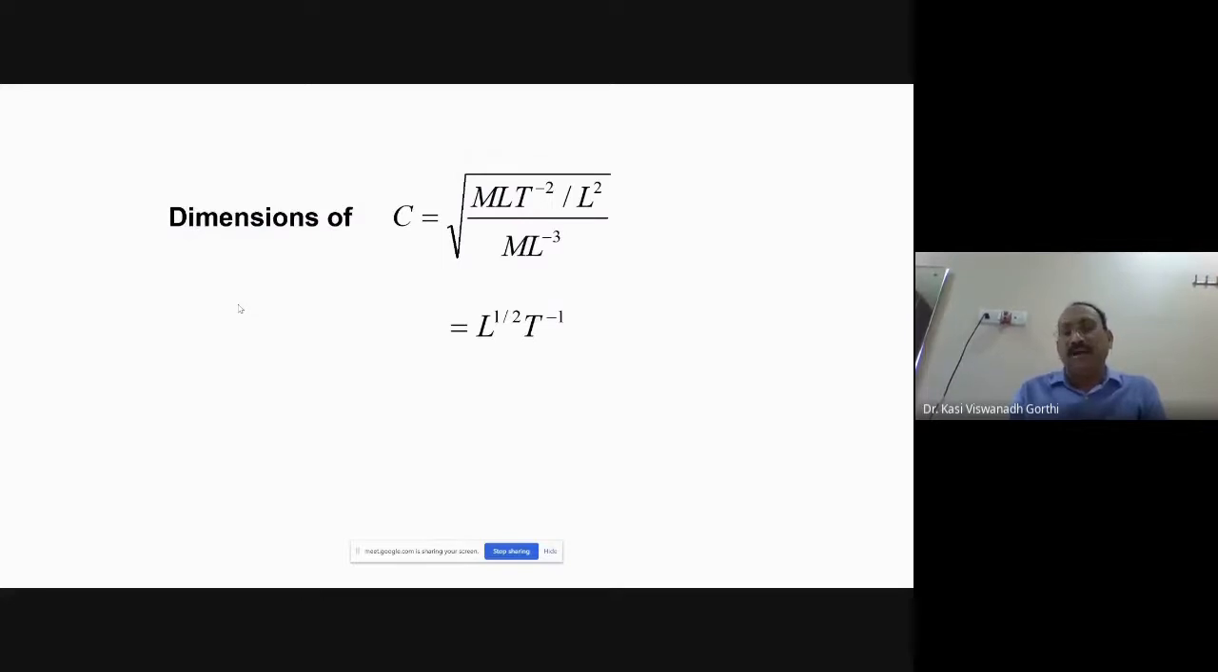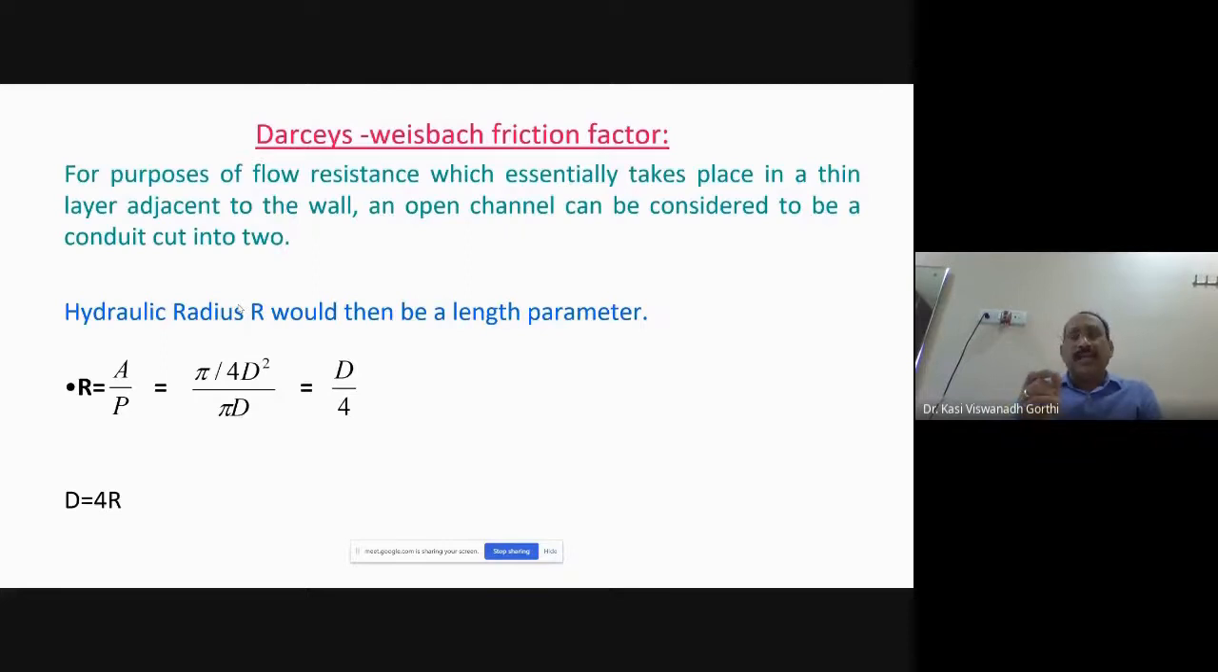L to the power half, T to the power minus 1. So you need to be a little careful while making use of these coefficient numerical values based on the system of units that you are adopting in the problem. If you are adopting MKS system, CGS system, SI system, you need to be careful about the value of C, which is not constant. It varies from one system of units to the other system of units.